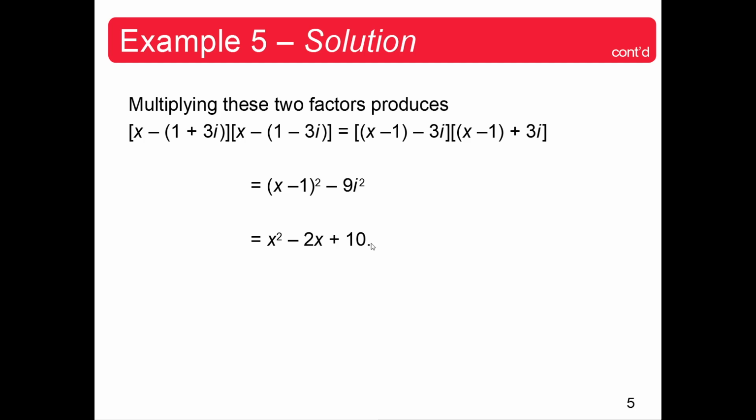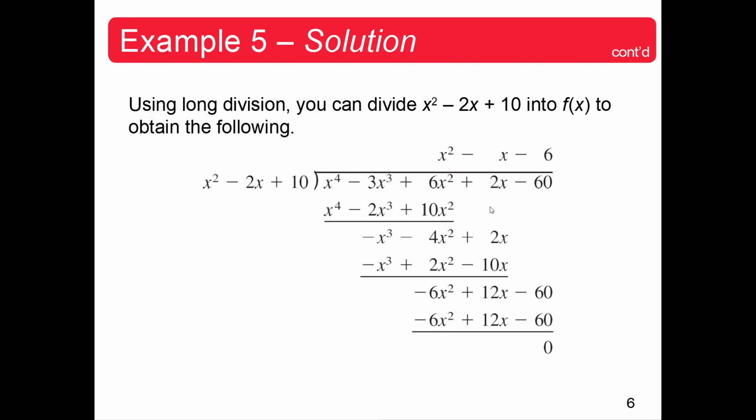Since they are factors, we can essentially divide them out of the polynomial itself. We needed them to be multiplied together to get something that was easier to work with. If we were to try and divide our polynomial by something like x minus 1 plus 3i, we can do it, but it's a little bit messy. In this case, it's much easier to divide by x squared minus 2x plus 10, where we have all real coefficients. And it's actually shown here on the next slide.